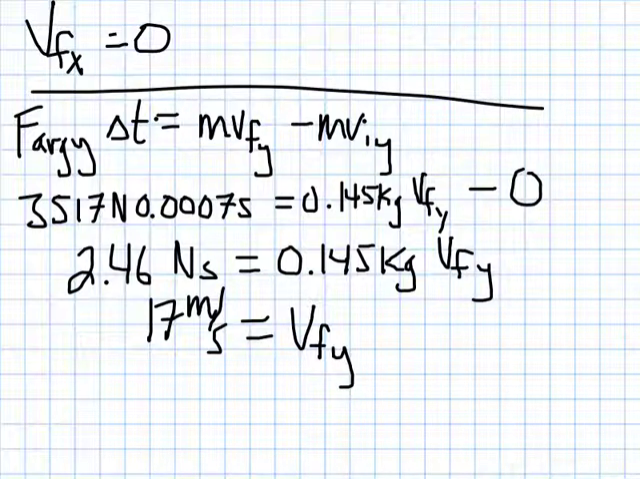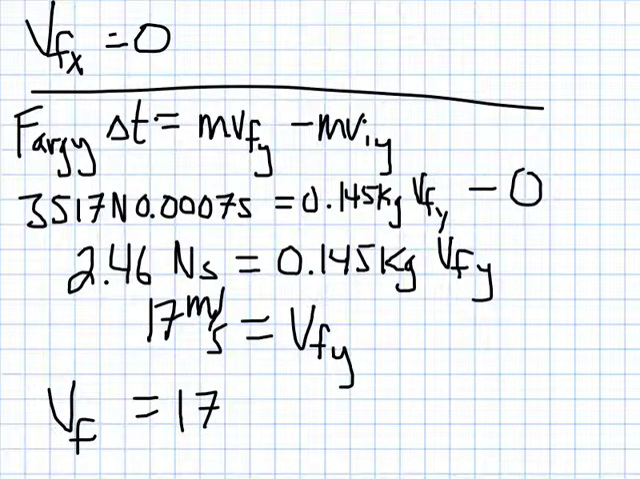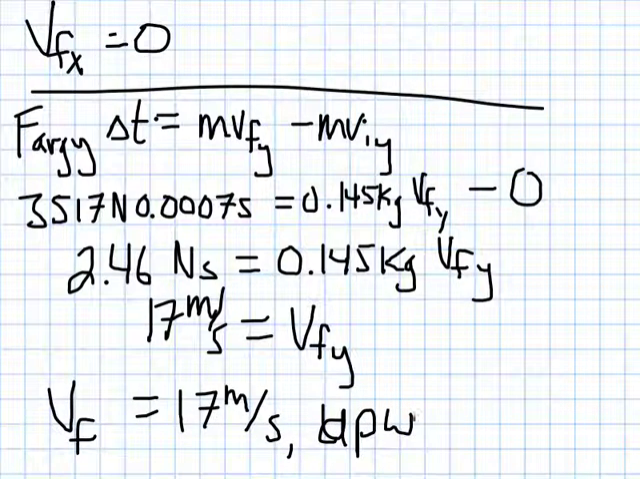So we have two components of final velocity. This was a 2D problem. We had to break it into two pieces. But one of the components has turned out to be 0. And so to get the total final velocity, we don't have to do any Pythagorean theorem or find an angle. It's actually 17 meters per second upward. Oops, let me rewrite that. And we've solved the problem.